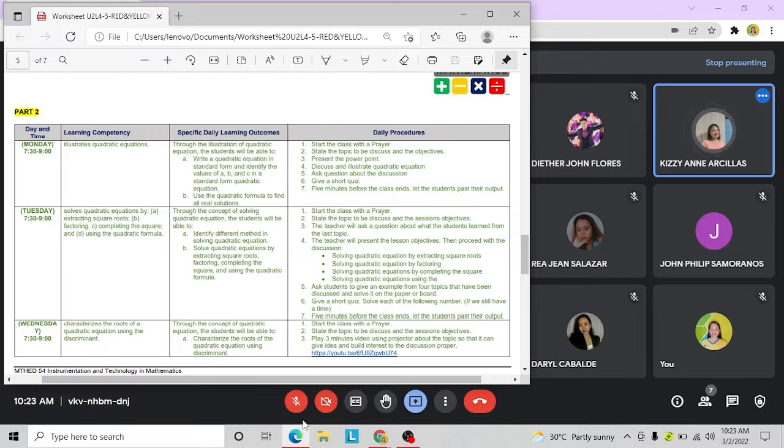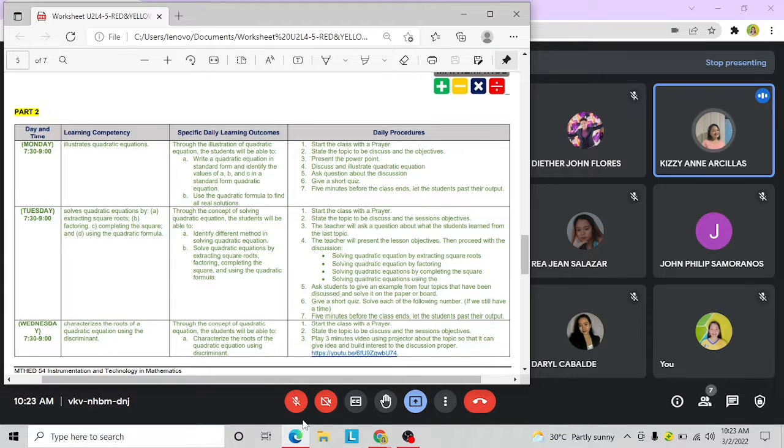quadratic formula. For our daily procedures, first, of course, we will still start the class with a prayer and then state the topic to be discussed and the session's objectives. And the teacher will ask a question about what the students learned from the topic. The teacher will present the lesson objectives, then proceed with the discussion.